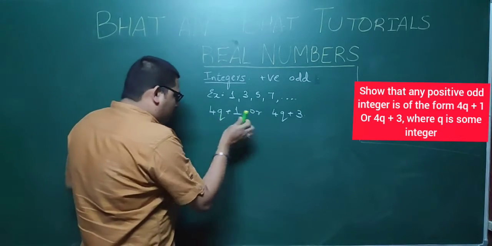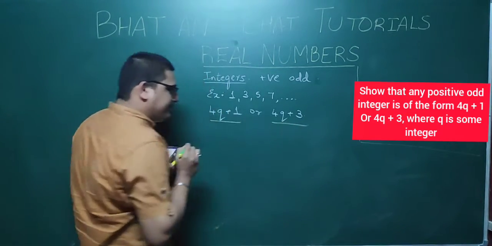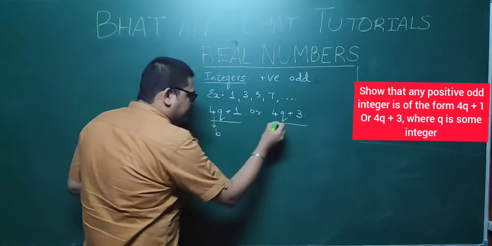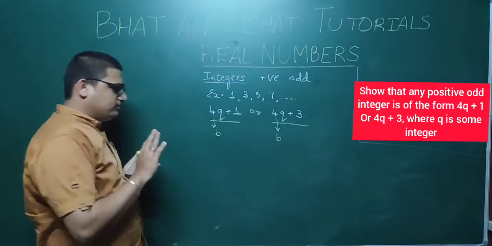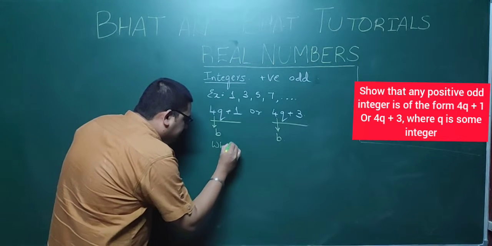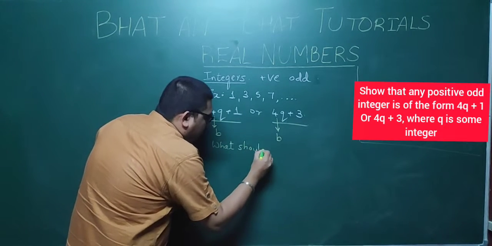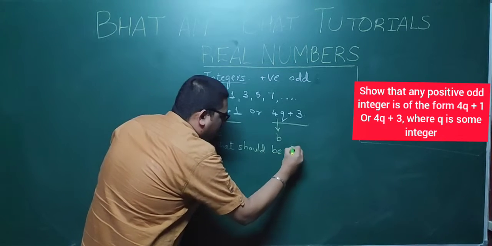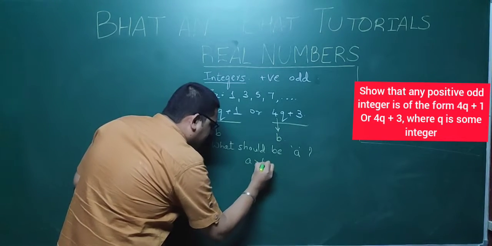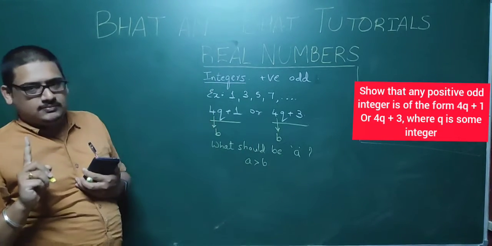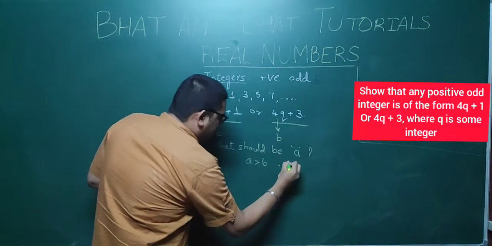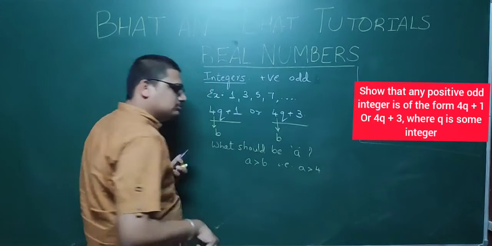See, in both mathematical expressions you observe that my b is the same, correct? This will be my b. I hope there is no doubt with this. Now, what should be my a? Obviously, a should be greater than b. This we have studied. So let us take an example where a is greater than b, that is, a is greater than 4.